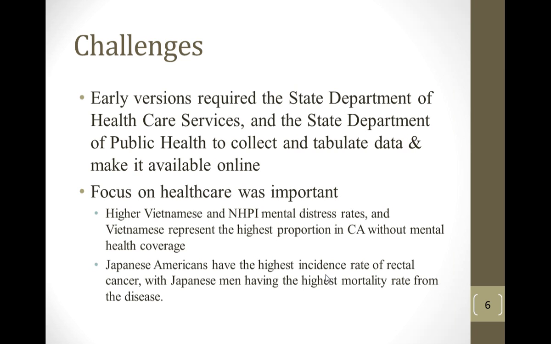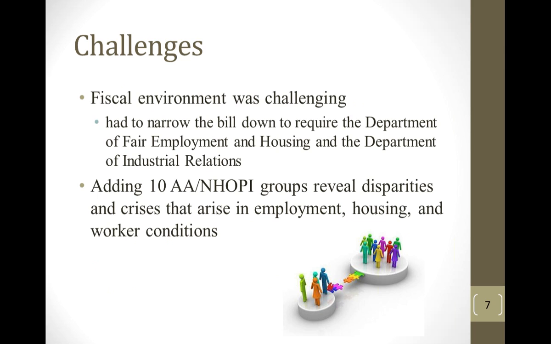Next slide. The fiscal environment that we must operate in made it impossible to keep previous versions of the bill. We had to narrow down the bill to require the Department of Fair Employment and Housing and the Department of Industrial Relations to collect and report the data because they would only incur minor costs. And as such, those were the two departments that remained in the bill. Adding the 10 additional groups included in the demographic data, however, is still an important first step in making sure that in California and in Sacramento we realize the necessity of at least a minimum of 21 specific different Asian American, Native Hawaiian, and other Pacific Islander groups. So this advance, although a relatively small step, is a very important one.